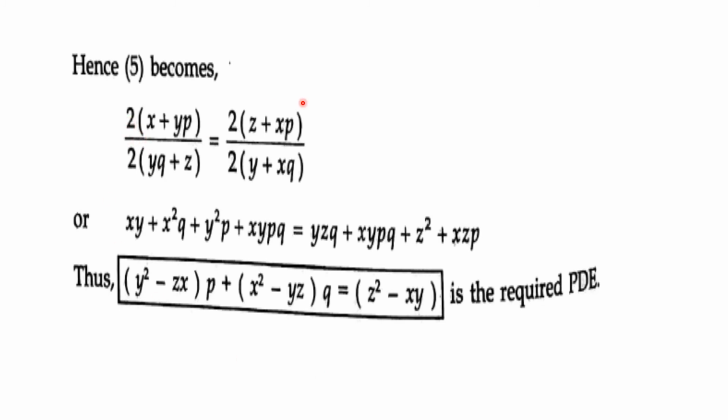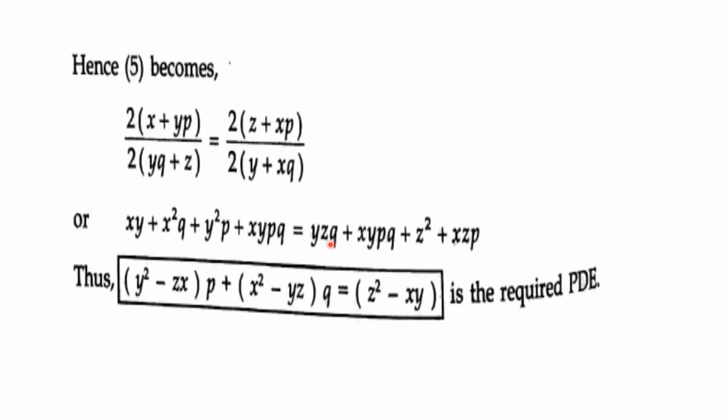So 2 will get cancelled in the LHS as well as in the RHS. Cross multiply, so you get x plus yp into y plus xq, equal to z plus xp into yq plus z. So you have to multiply x to each term inside the bracket. So x into y is xy, x into xq is x square q. Similarly, yp to each term inside the bracket. So yp into y is y square p, yp into xq is xypq. Next, you have to multiply z to each term inside the bracket. So z into yq is yzq, z into z is z square, xp into yq is xypq, xp into z is xpz. So what will get cancelled here is xypq, xypq.